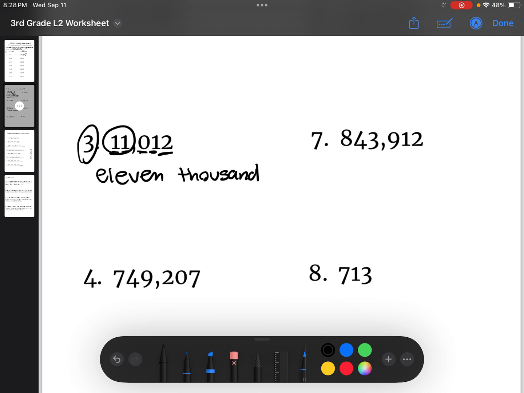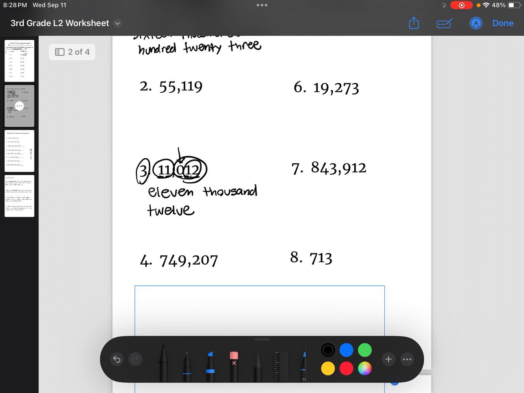And now let's take a look at this side. But we see a 0 here. So what do we do when there's a 0 here? We're just going to completely ignore it and just look at the numbers. It's 12, so the number is just 11,012. So it's really simple. If you see a 0, just ignore it. Let's move on.